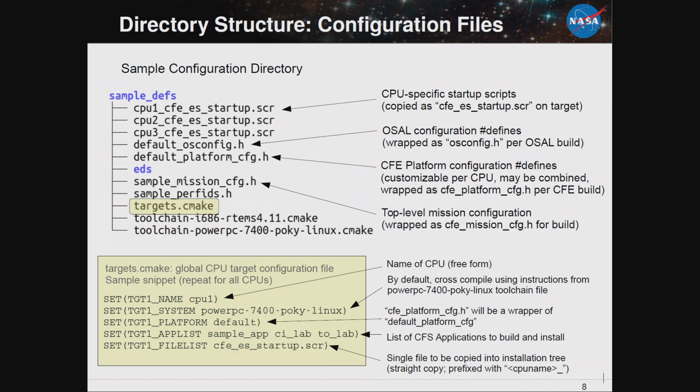You specify the name of your CPU, the toolchain file that you're going to use to build it, the configuration, the platform config, and the collection of apps that you want to run on that CPU, as well as this, which is actually just a free-form list of files to copy in. So when the build completes and you run the installation step, it's just going to search for a file by this name in your definition directory and copy it out to that install directory. So it's very useful for things like the startup script, where you want to customize that per board.